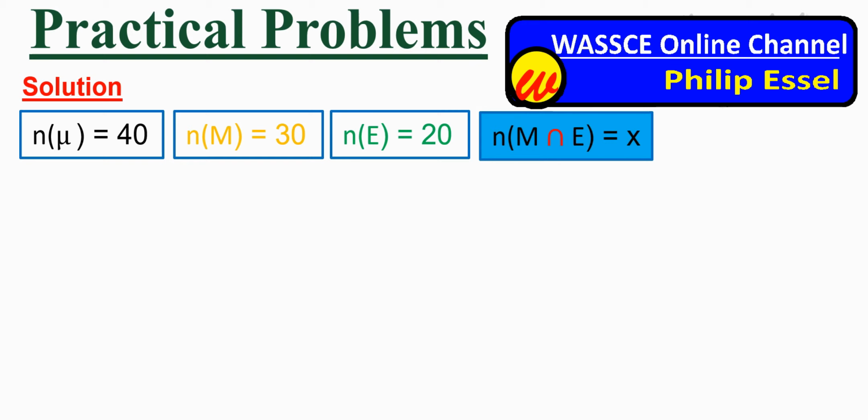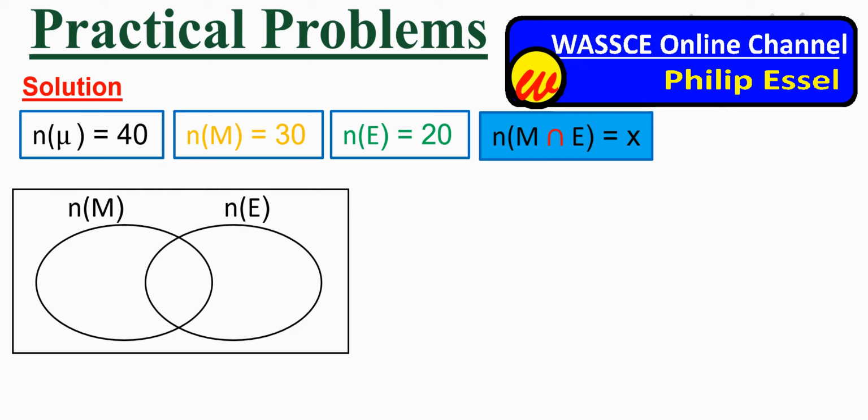The first question asked us to represent this information on a Venn diagram. So let's do that. So this is how our Venn diagram is going to look. It is, however, not complete, so we would have to use the information gathered from the question to complete it. So that's what we are going to do next. First, we'll write the total number of students in the class by the Venn diagram. So let's do this.